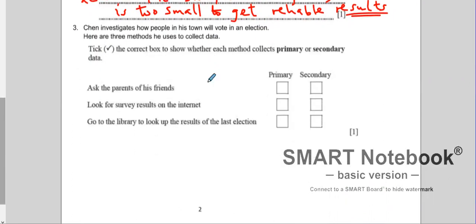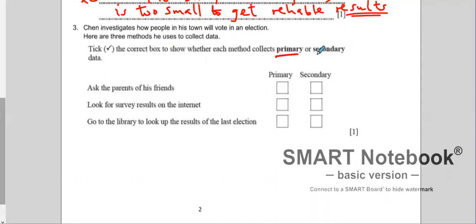All right, question number 3. Chen investigates how people in his town will vote in an election. Here are 3 methods he uses to collect data. Tick the correct box to show whether each method collects primary or secondary data.